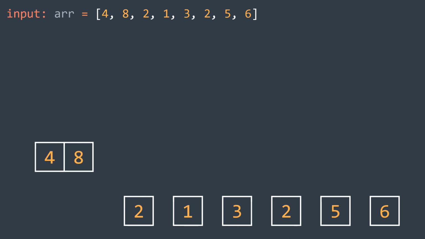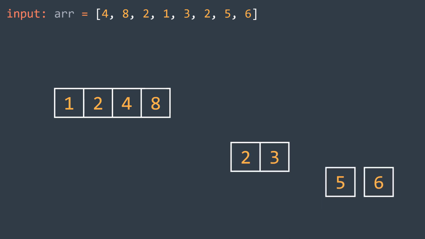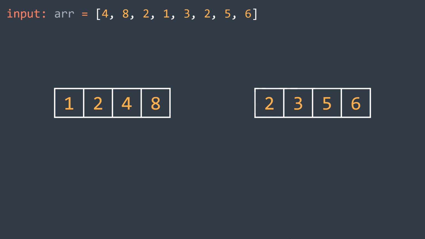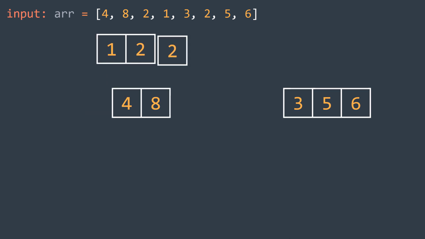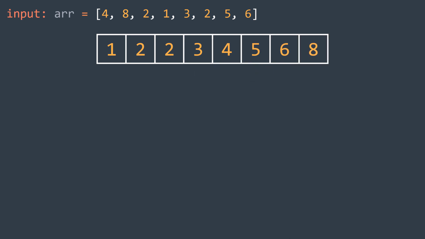So you merge these two, these two, these two, and now you sorted the left part of the original array. Right part now, you join these two, and you got the right part sorted. The last thing to do, you just join these two sorted arrays into one by taking 1, 2, 2, 3, 4, 5, 6, 8, and you get the original array sorted. This sorting algorithm is called merge sort.